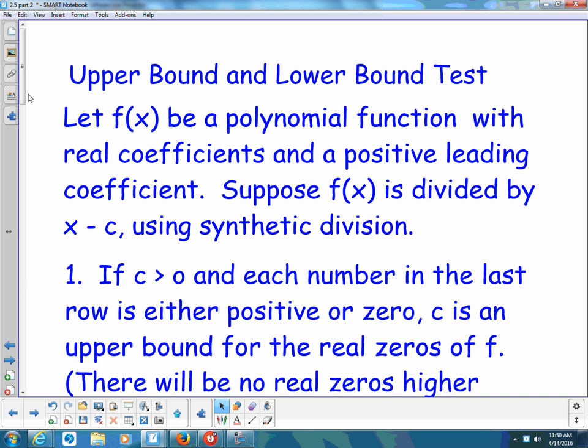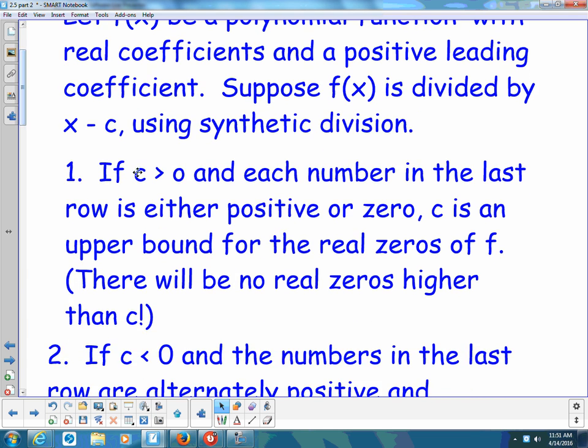Okay, so it says let f of x be a polynomial function with real coefficients and a positive leading coefficient. Suppose f of x is divided by x minus c using synthetic division. If the c value is greater than 0 and each number in the last row of your synthetic division process is either positive or 0, then c is going to be an upper bound for the real zeros of function f. There will be no real zeros higher than c.